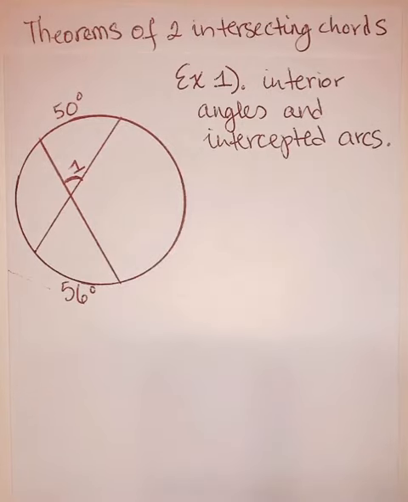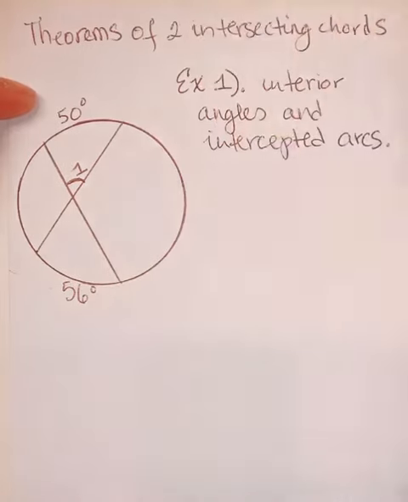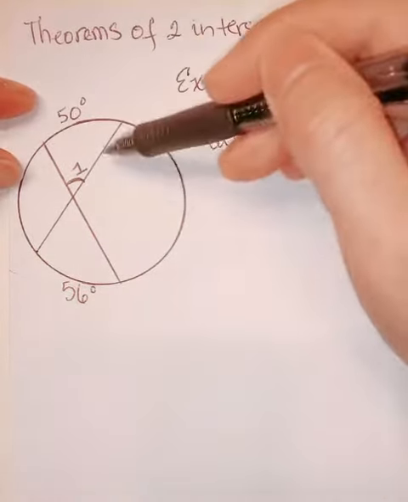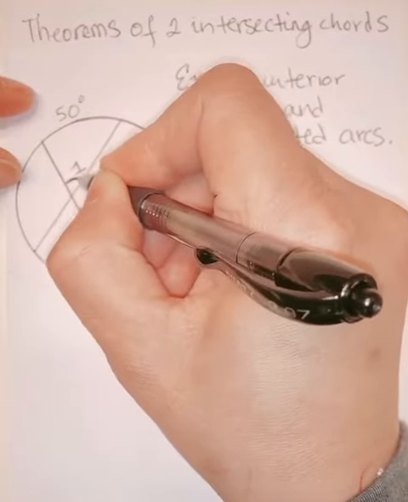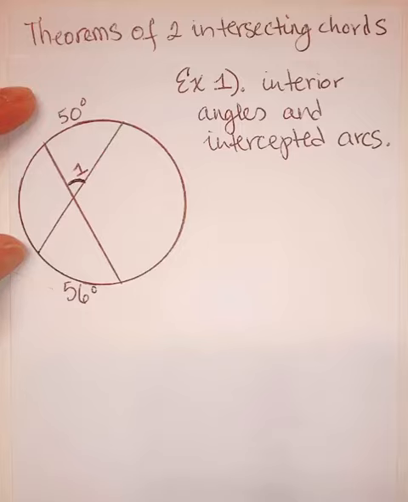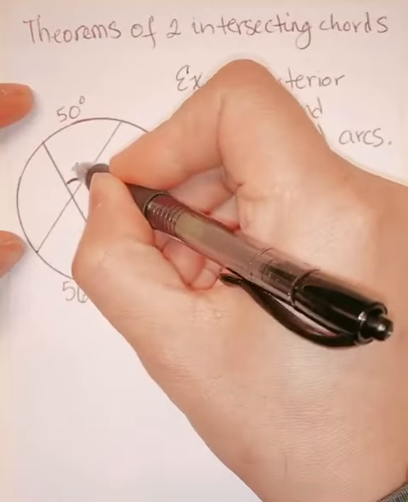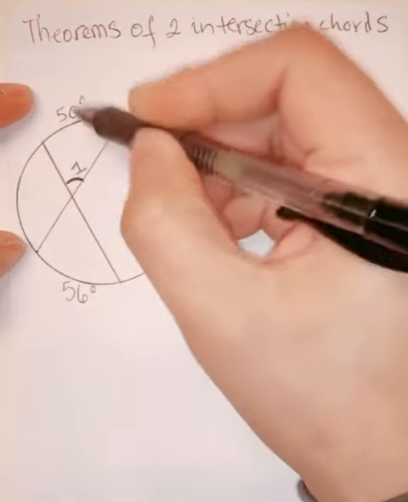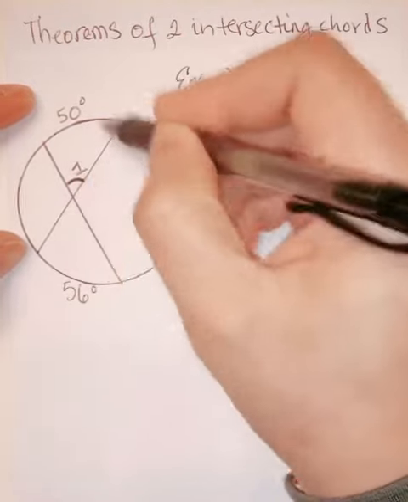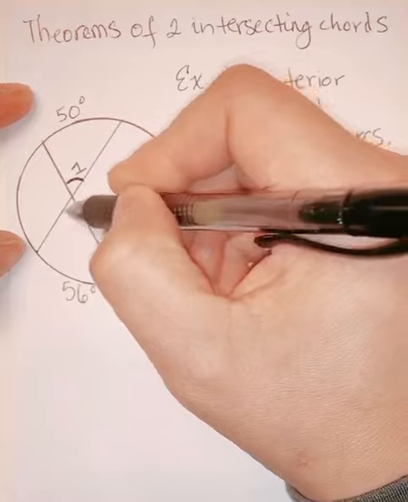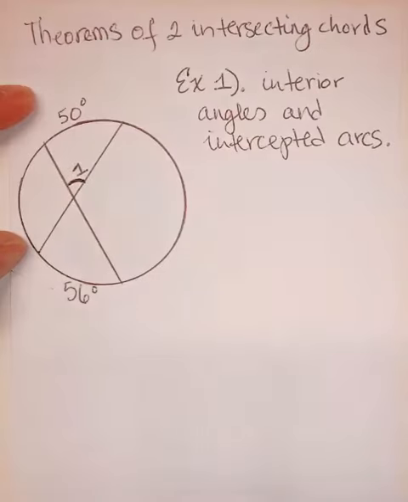Today I'm going to show you one of the theorems of two intersecting chords. The first example is when you have two chords that intersect inside a circle and create what we call an interior angle. We're going to talk about how this angle is related to the two intercepted arcs. These two arcs that make up this angle over here and this one over here are called intercepted arcs.